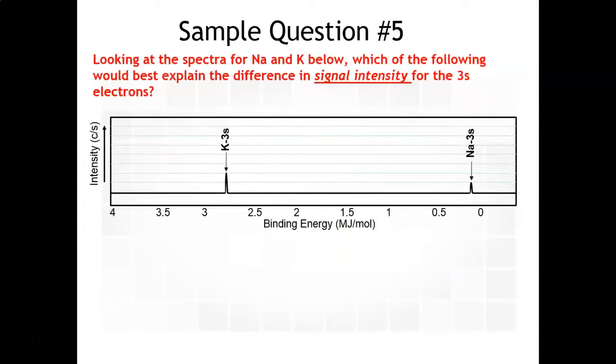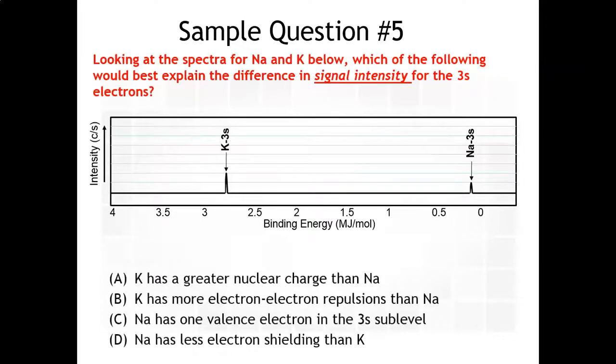All right, looking at the spectrum for sodium and potassium, which of the following would best explain the difference in signal intensity? Why is one taller than the other? Why is potassium taller than sodium? We already answered this, ironically, because potassium has 2 s electrons in that location, whereas sodium only has 1 in the 3s.